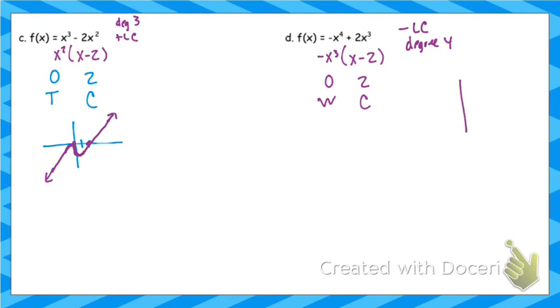So negative leading coefficient, even degree, my ends will be pointing down. X-intercepts are 0 and 2. At 0, my graph is going to wiggle, and at 2, my graph is going to cross.